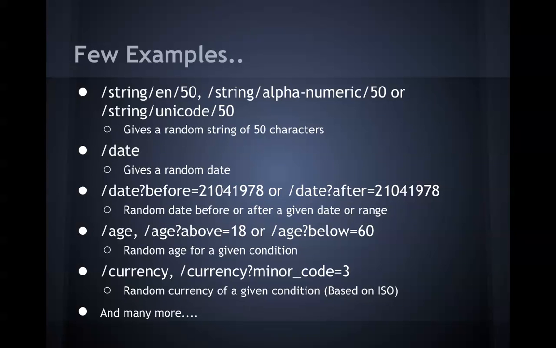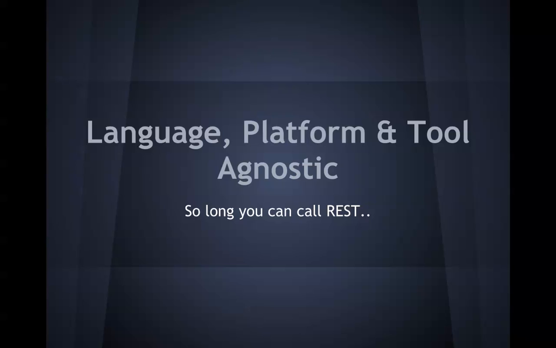We currently support strings, Unicode, dates, age, currency, credit cards, and are adding more data types constantly. Let us know if you would like us to cover anything specific, and we will try our best to get support for the data you need. TestSpicer is a RESTful web service, which means it is language, platform, or tool agnostic. You can use TestSpicer with any tool, language, or platform.